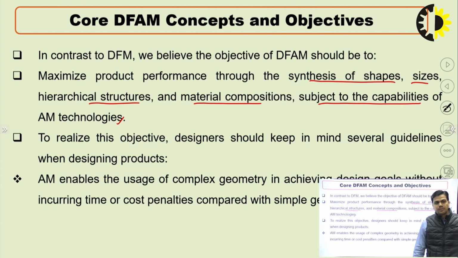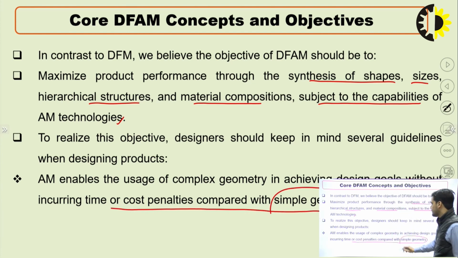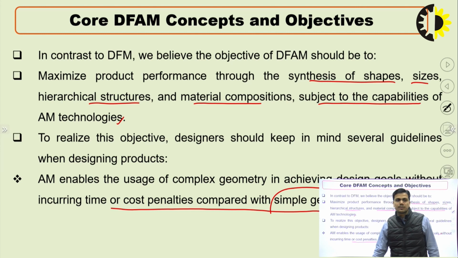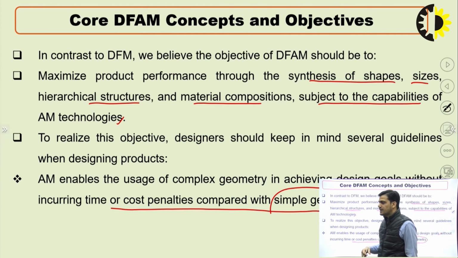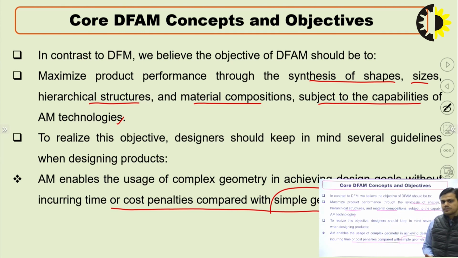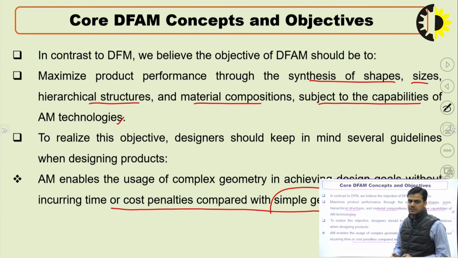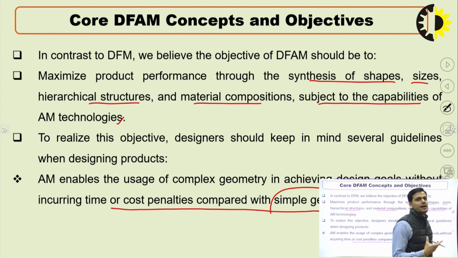AM enables the usage of complex geometry in achieving the design goals without incurring time or cost penalties compared with simple geometry. If we talk about complex geometry and CNC machining, you have to generate different kinds of codes. Or in casting, the conventional processes, you have to design that particular process. But in additive manufacturing, you do not require to design anything.